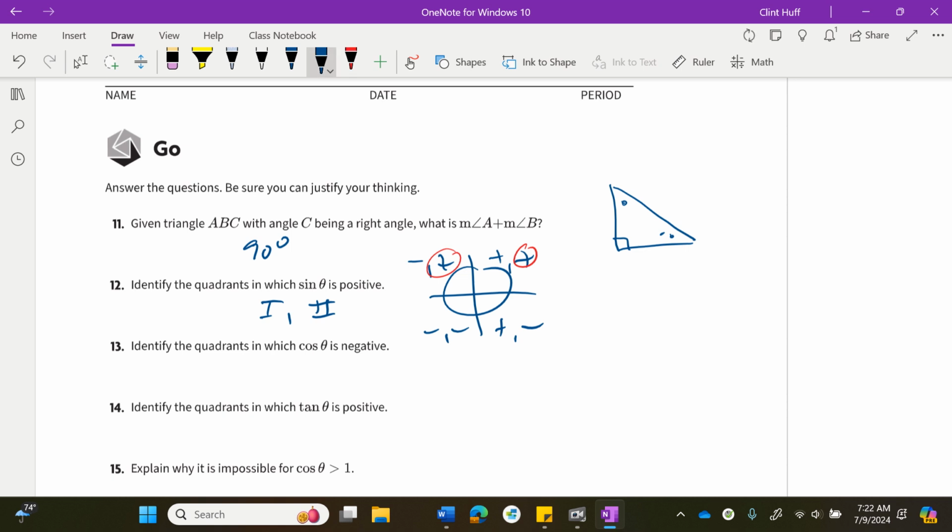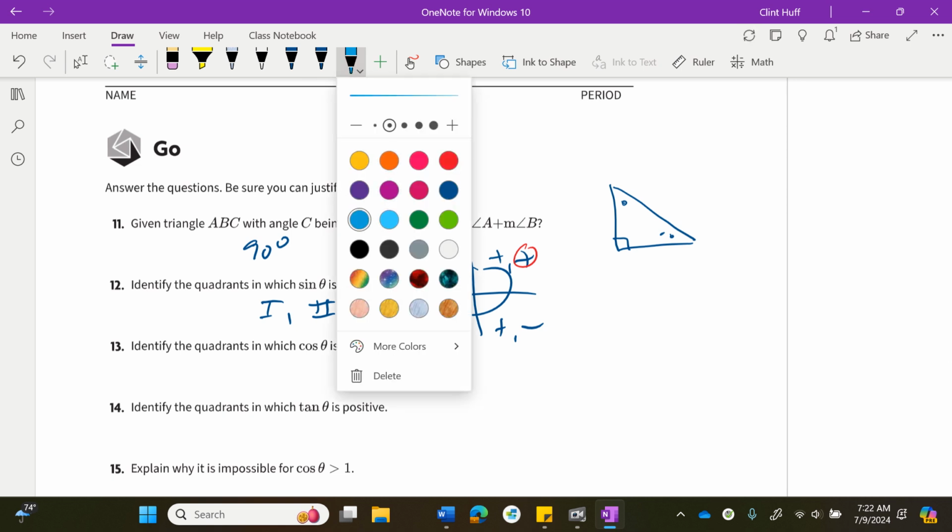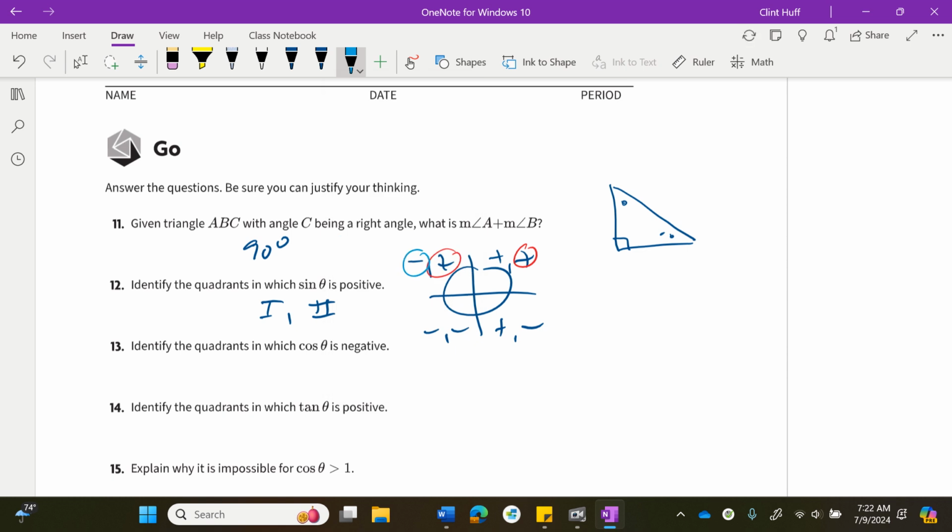When is the cosine negative? Cosine is the x value. So if I go with some other great color like this, negative and negative for the cosine would mean quadrants 2 and 3.